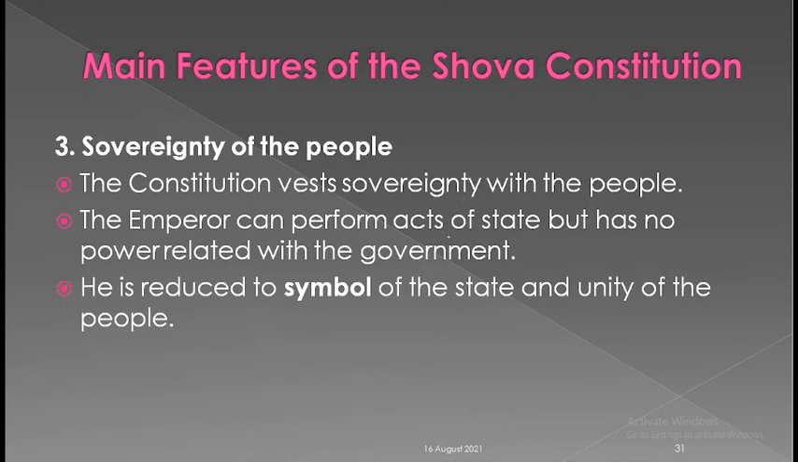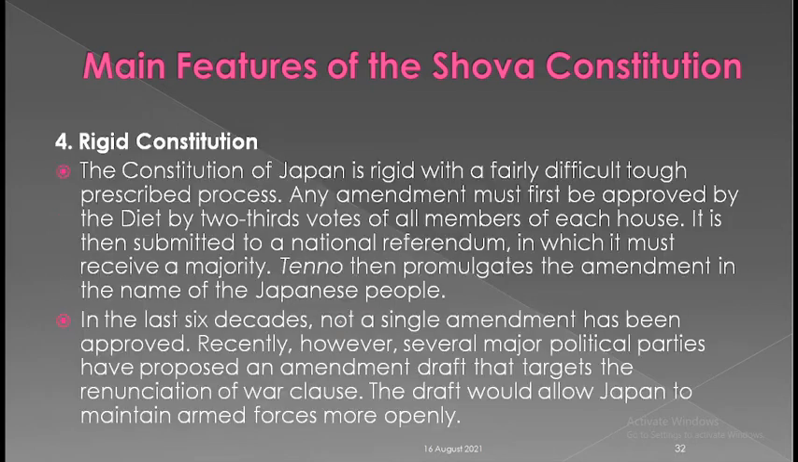The emperor can perform some ceremonial acts in the name of the state, but has no power related to the government. All the government powers, or real powers, are controlled by the Prime Minister and his ministers of state. The emperor is reduced to a symbol of the state and unity of the people. He doesn't have any real power anymore.